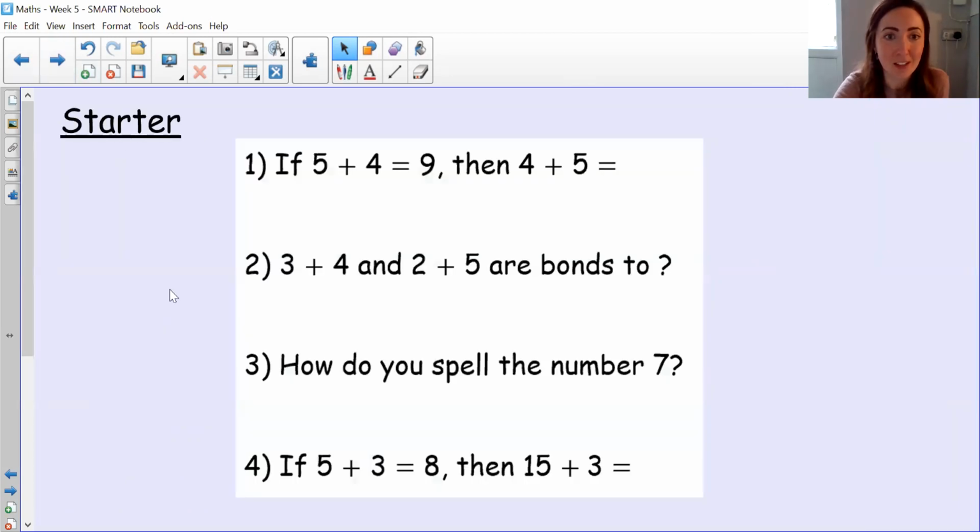Right, let's do our fast four starter. Number 1, if 5 add 4 equals 9, then 4 add 5 equals what? Number 2, 3 add 4 and 2 add 5 are bonds to what? Number 3, how do you spell the number 7? And number 4, if 5 add 3 equals 8, then 15 add 3 equals what?